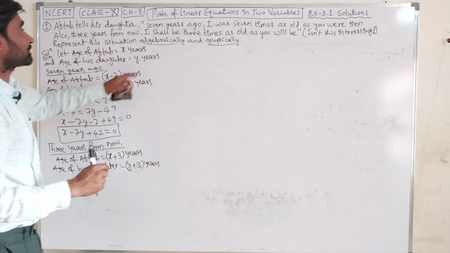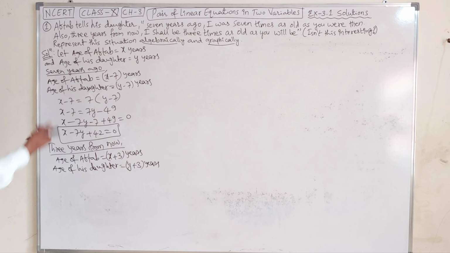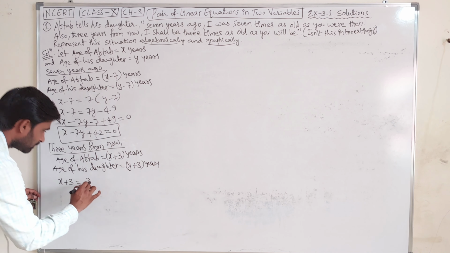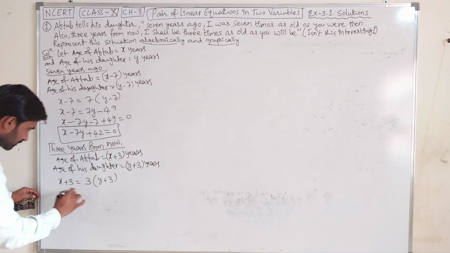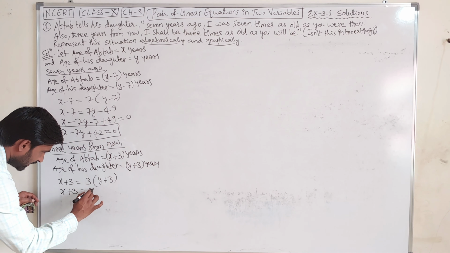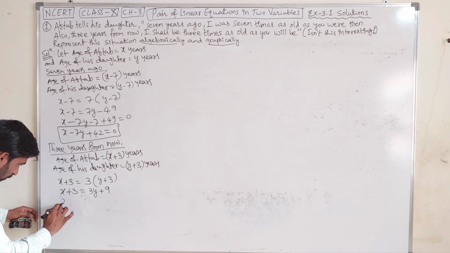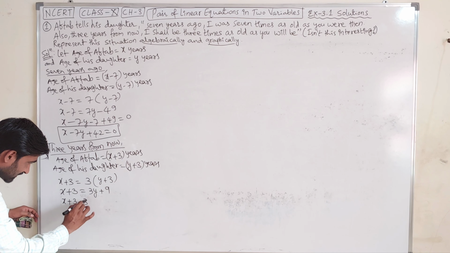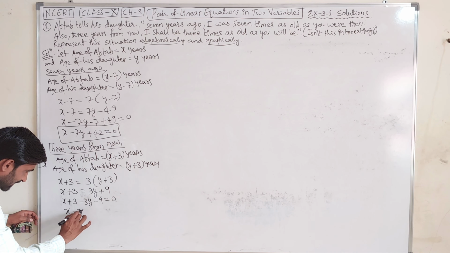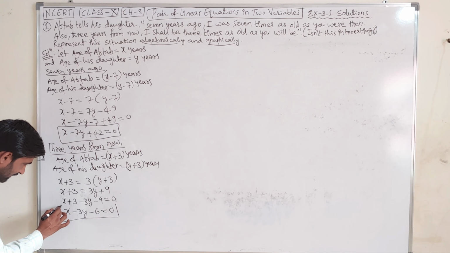But condition क्या दिया है? I shall be 3 times as old as you. So we will get here x plus 3 equal to 3 times y plus 3. Now simplify: x plus 3 equals 3y plus 9. Next, bring the RHS terms to LHS, so we get x plus 3 minus 3y minus 9 equal to 0. So we get x minus 3y minus 6 equal to 0. So this is the other equation.